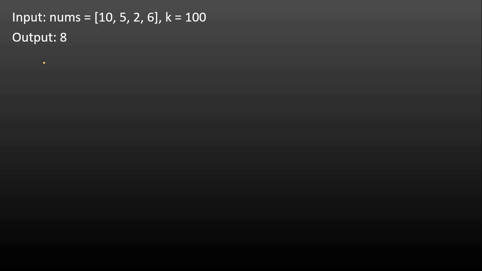Okay, so this is the example here. Input is 10, 5, 2, 6, k is 100 and the output is expected to be 8. So what it means is we have to find the subarrays such that the product is less than k. For example, let us say we are not looking at k equal to 100, let us say we are looking at k equal to 200. So in that case it will be 10 into 5, 50, 50 into 2 is 100, 100 into 6 is 600. So let us say this is not even 200, let us say this is 700, so that all the numbers in the nums array are eligible.